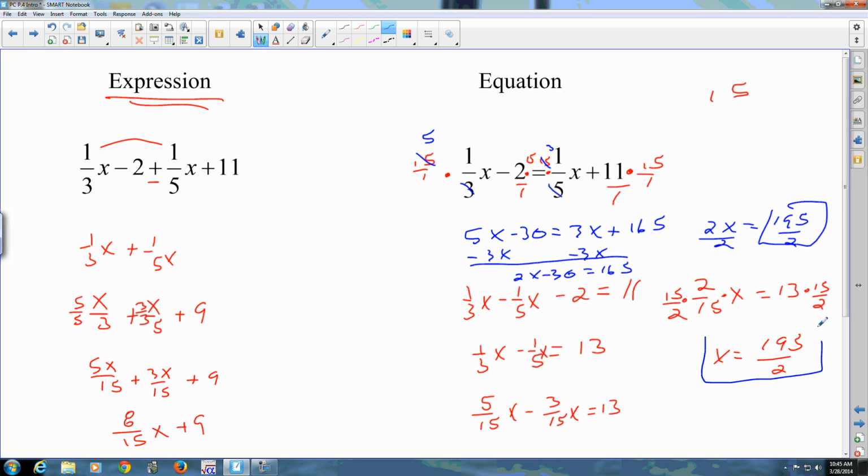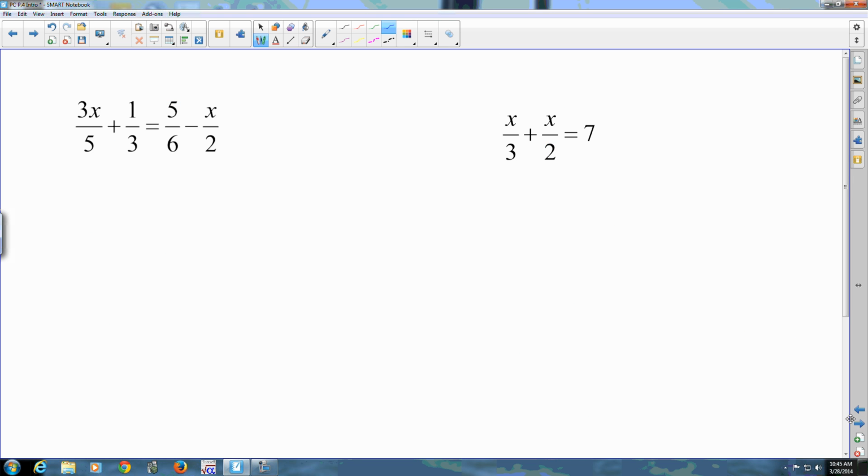That's a lot easier, guys, than collecting the fractions and bringing them together. Make your fractions go away when you have an equation. Blow them out of the water. Here goes.